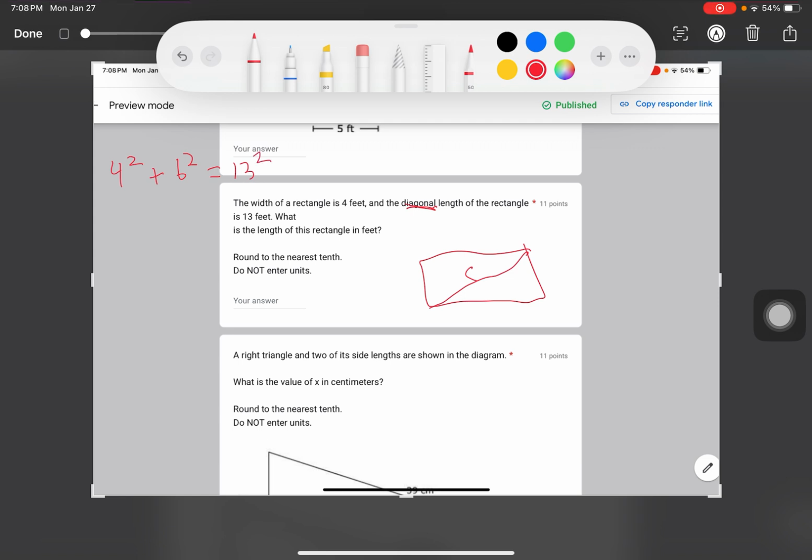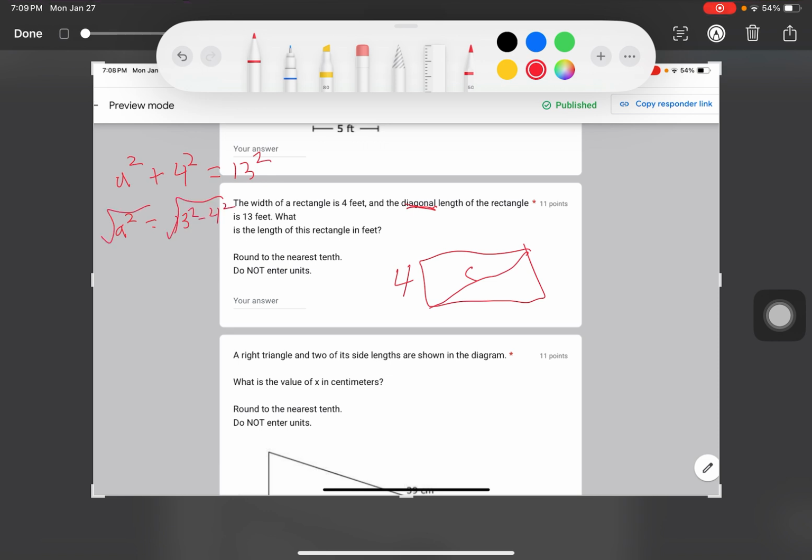If you don't like using B, you could do A squared plus 4 squared equals 13 squared. Again, you'd have to subtract the 4 squared, and you would get 13 squared minus 4 squared, and take the square root.